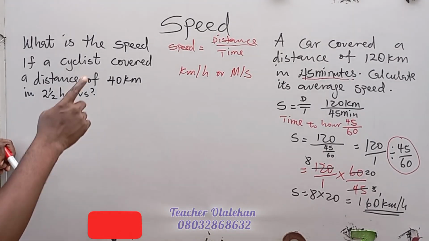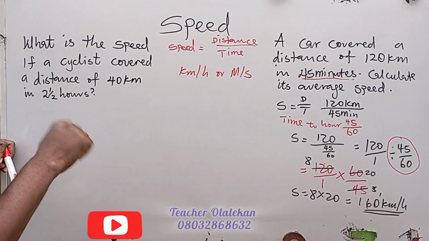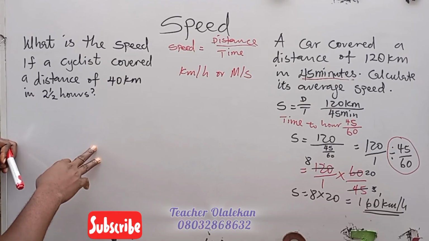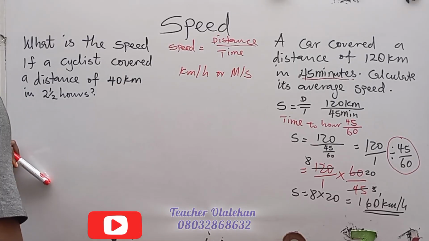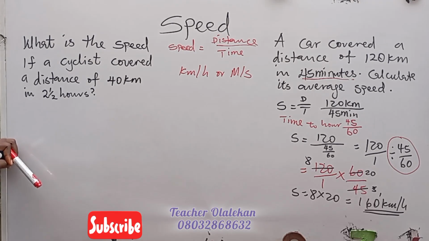So in this other example, let's look at this other example. What is the speed if a cyclist, that's someone riding a bicycle, covered a distance of 40 kilometers in 2.5 hours? So we are looking for the speed. Let's find the speed.